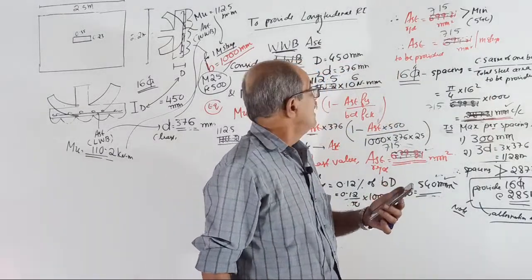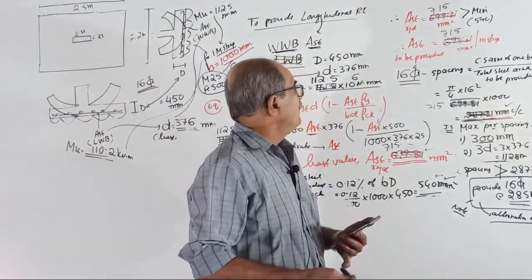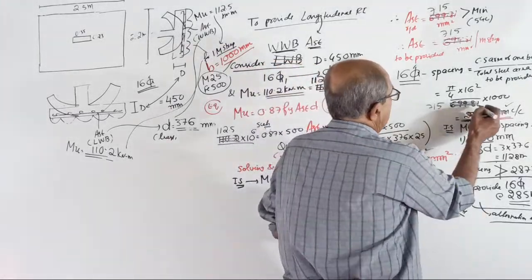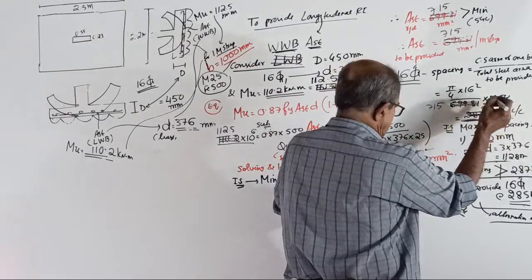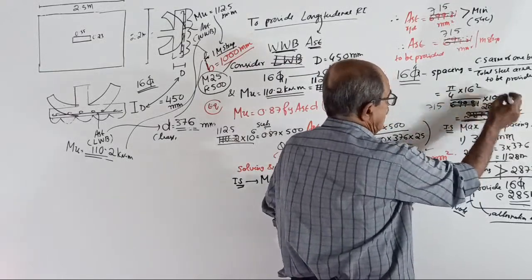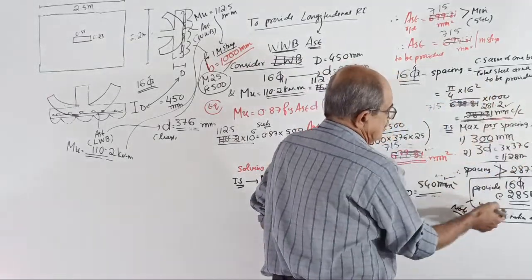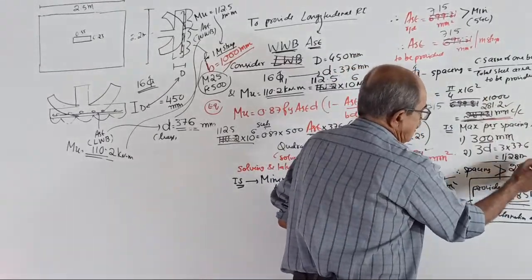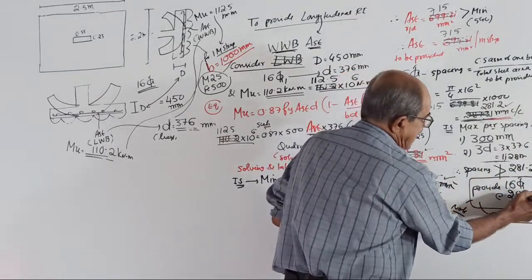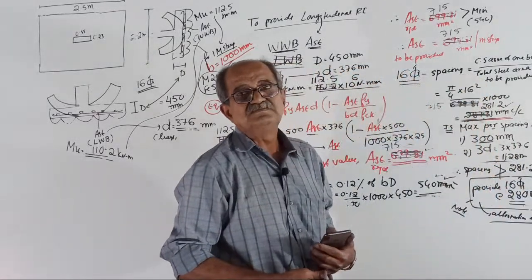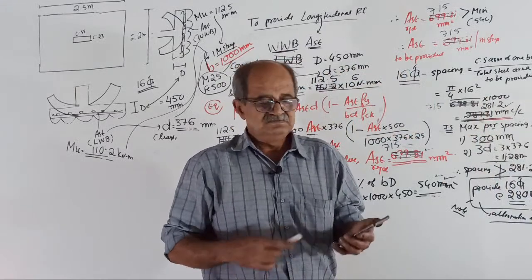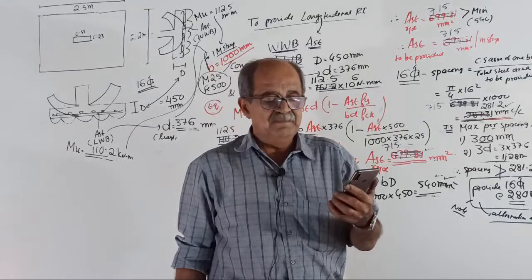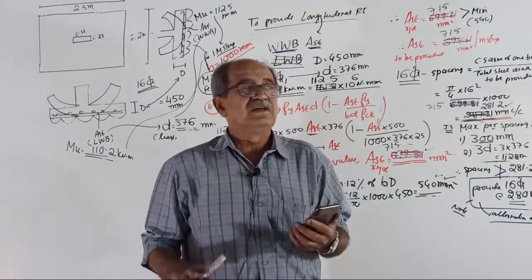Spacing: pi by 4 of 16 square by 715, into 1000. Spacing 281.2. Okay, maximum remains the same. So spacing should not be more than 281.2. We will provide 16 torque at 280 center to center. Clear now? Just a revision. Bending moment changes, other things remain the same. One more revision. Clear or not?